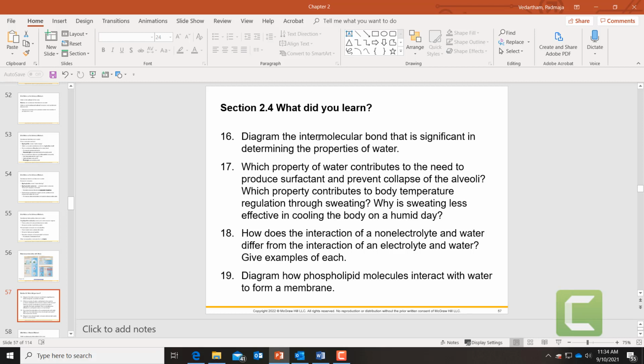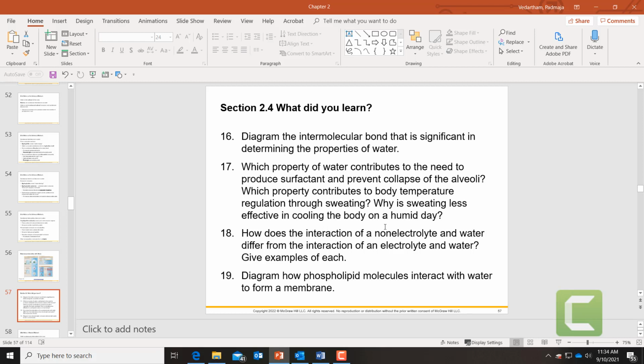So what did you learn? Please draw the intermolecular bond that is significant in determining the properties of water, which is the hydrogen bond. What property of water contributes to the need to produce surfactant and prevent collapse? That's surface tension. Which property contributes to body temperature regulation through sweating? That would be adhesion. Why is sweating less effective? That's heat of vaporization. Why is it less effective in cooling the body on a humid day? Because there's a lot of water content outside in the atmosphere as well.